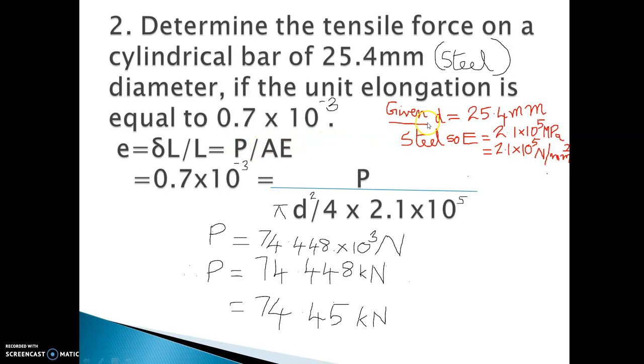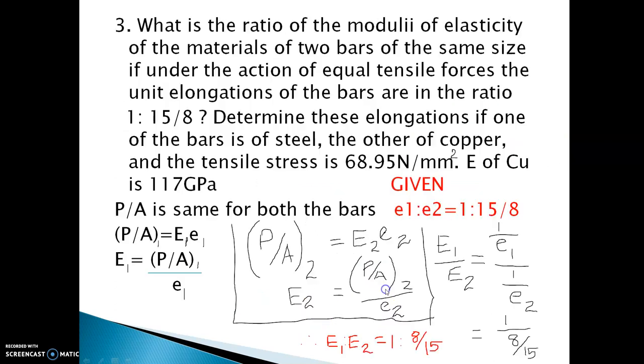Now it is given diameter is 25.4 millimeter and it is a steel bar, so Young's modulus is 2.1 into 10 raised to 5 megapascal or 2.1 into 10 raised to 5 Newton per millimeter square. So we can substitute in this equation. You have to find out P. D is given, so you can write the area as pi d square by 4 into Young's modulus of elasticity. So you'll get the answer for P in Newton, and we can write it in kilonewton as 74.45 kilonewton.